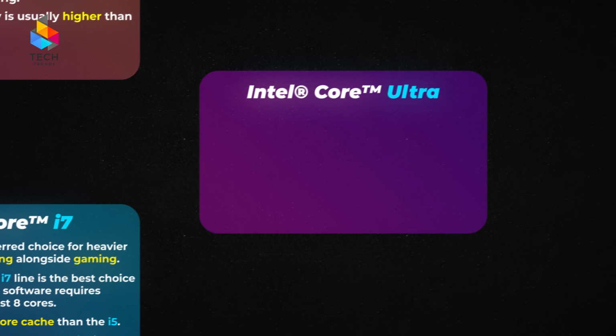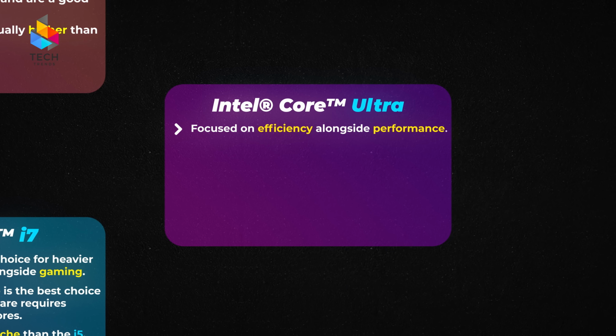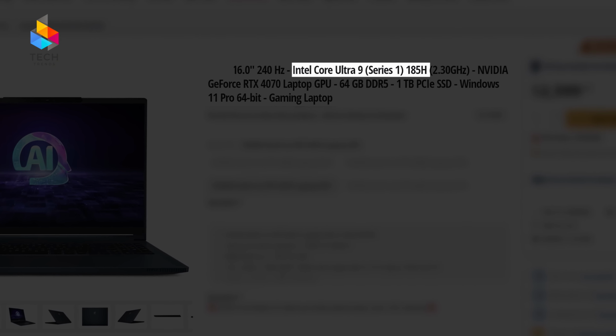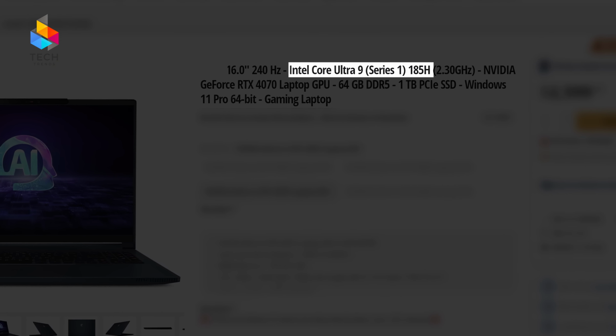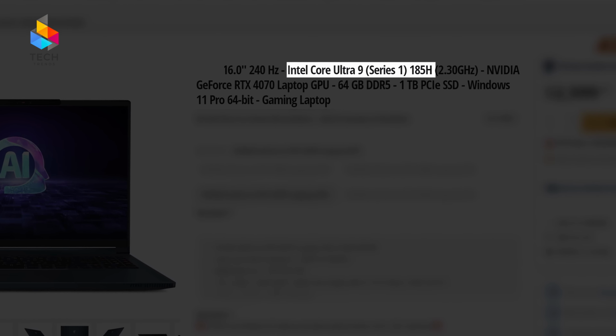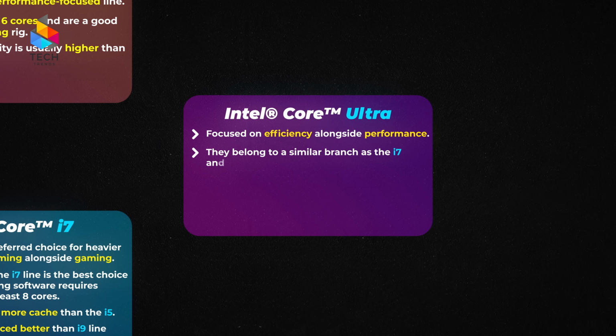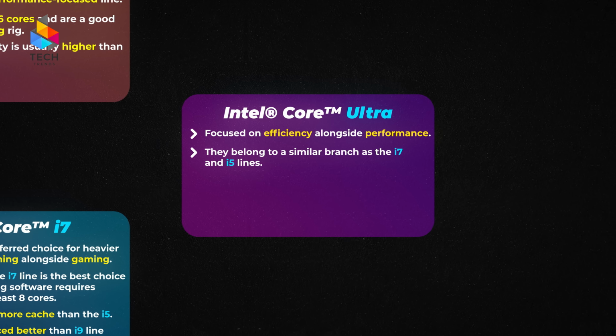Intel also has a new line of CPUs focused on efficiency alongside performance called Intel Core Ultra. They can easily be spotted with their branding, which indicates their new generation. These CPUs are offered in the mobile segment, where both performance and efficiency are important, and they belong to a similar branch as the i7 and i5 lines.